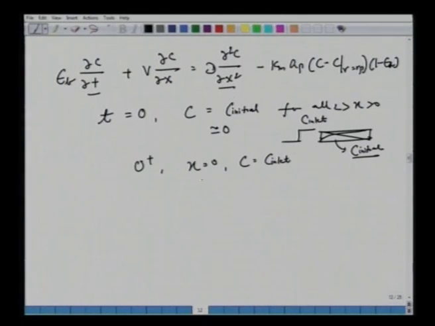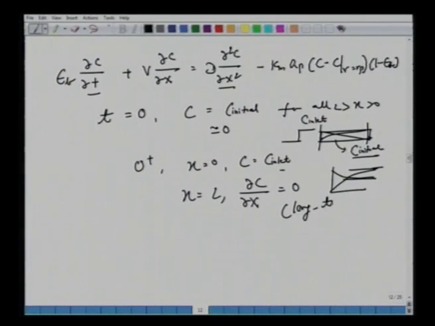As it is second order in x, we need two conditions. One condition is x equal to 0, C equal to C inlet, and at x equal to L we require one more condition. Generally one condition which is very common and more realistic is ∂C/∂x equal to 0. So we are saying that there is no gradient at the exit. It's like a long tube approximation, where all variables have reached asymptotically flat values. So ∂C/∂x equal to 0, the no gradient condition, is also known as the long tube approximation.